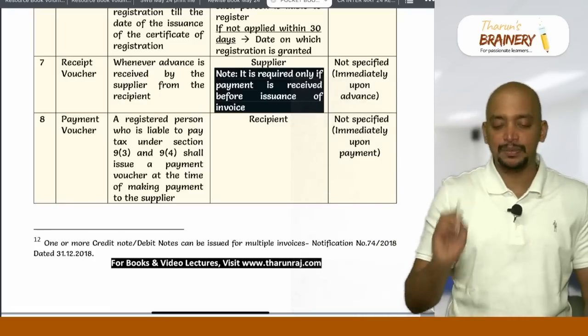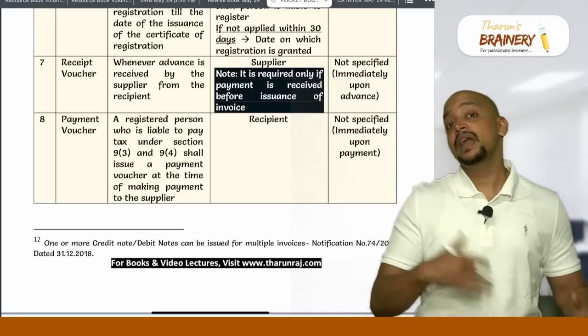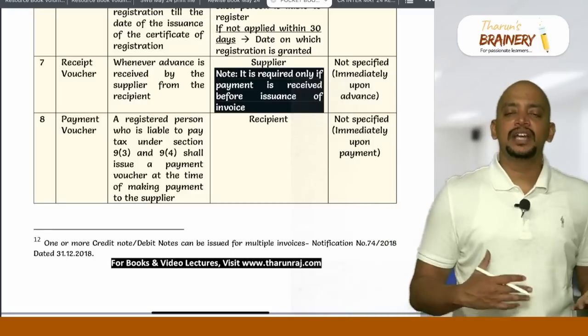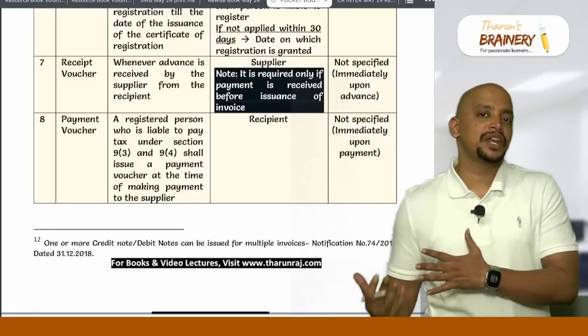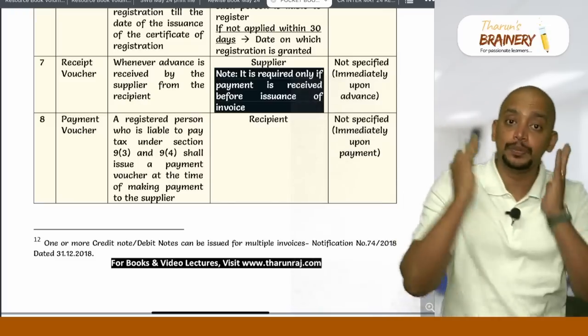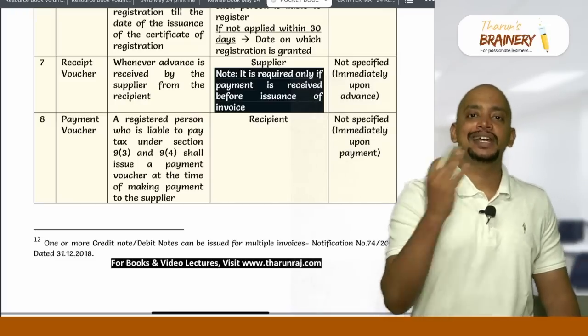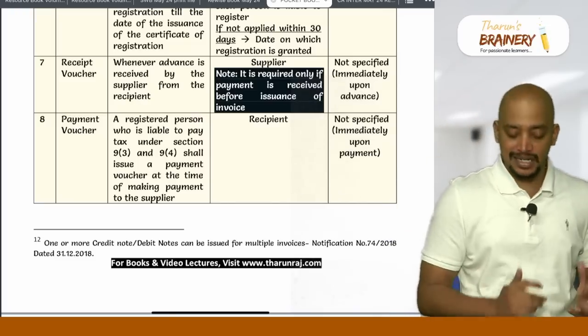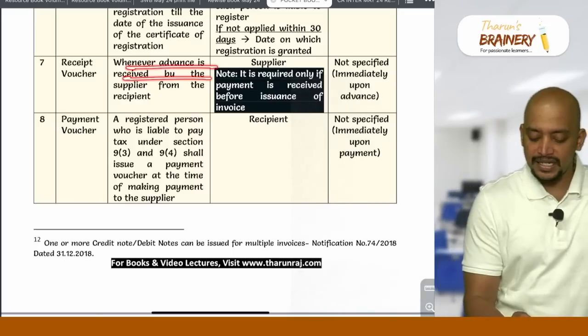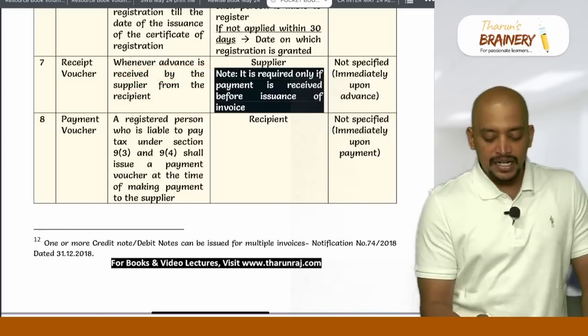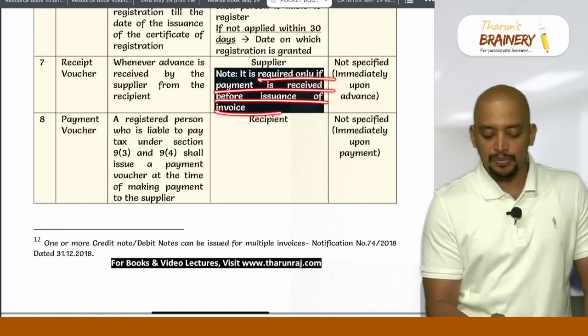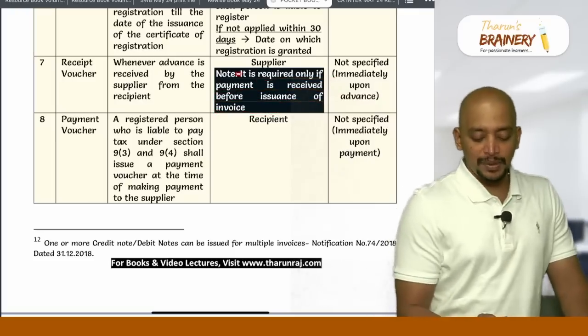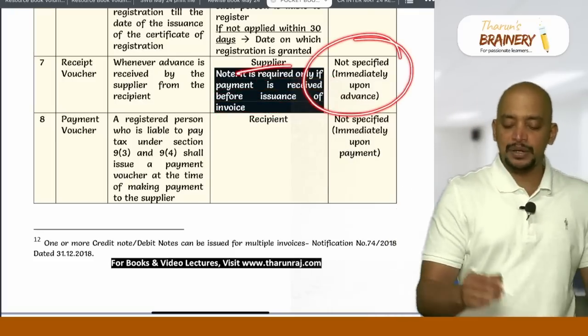So a receipt voucher will be given by whom to whom? Supplier to recipient. A receipt voucher may not be required if the amount is collected after preparation of the invoice, but definitely a receipt voucher shall be given if the payment is collected before the invoice is given. So whenever advance is received by the supplier from the recipient, it is required only if the payment is received before issuance of invoice, and who will be giving? Supplier, and there is no time limit, so immediately upon advance.